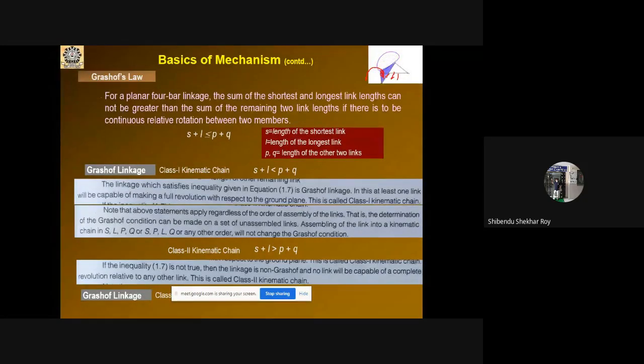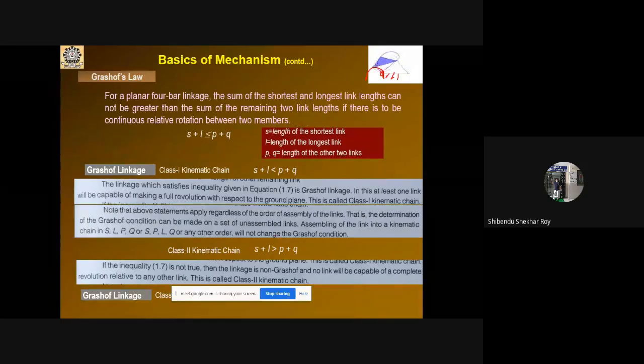So for planar four-bar linkages, how will you check that particular condition, that the crank will freely rotate 360 degrees? That is why Grashof proposed his law. The Grashof law states that, for planar four-bar linkages, the sum of the shortest and the longest link length cannot be greater than the sum of the remaining two link lengths if there is to be continuous relative rotation between two members.